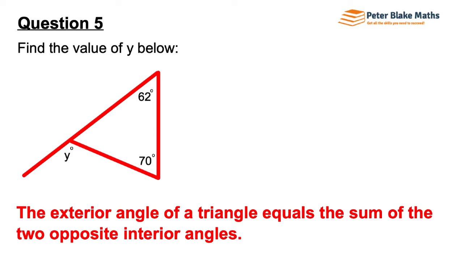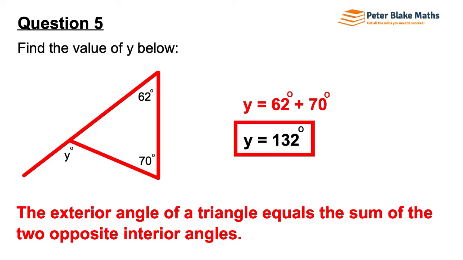So all we have to do to find y is add 62 and 70. So y equals 62 plus 70, and we'll get straight to our value for y of 132. So that's a rule worth remembering because it gives us a bit of a shortcut way of finding an exterior angle of a triangle.